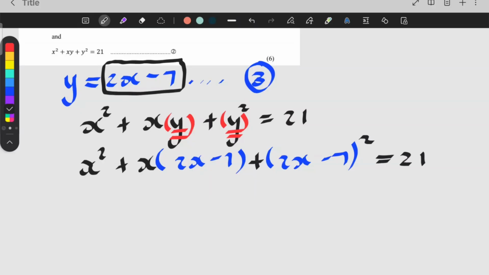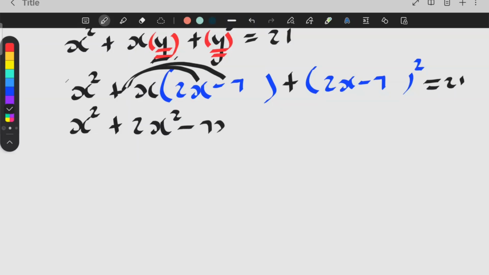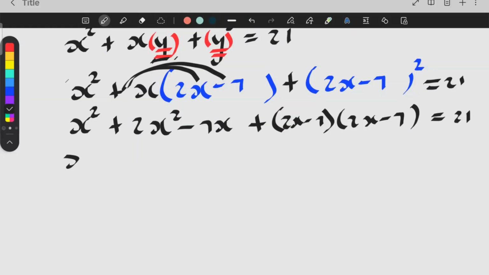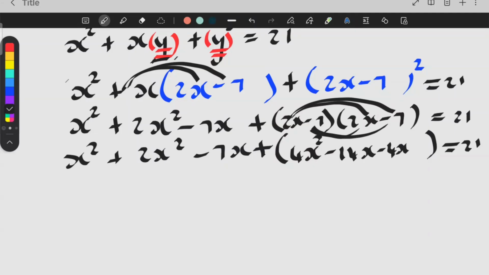Okay, so now I'm just going to remove the brackets. Removing the brackets: x squared plus 2x squared minus 7x plus. Now I need to remove this bracket over here, but because it's squared, let me rather write it like this so that I don't make mistakes. So first I write it like that. Then I multiply it out. But look here, even when I multiply, I still leave it in brackets. This times this, 4x squared. This times that, minus 14x. This times that, minus 14x. That times that, plus 49.